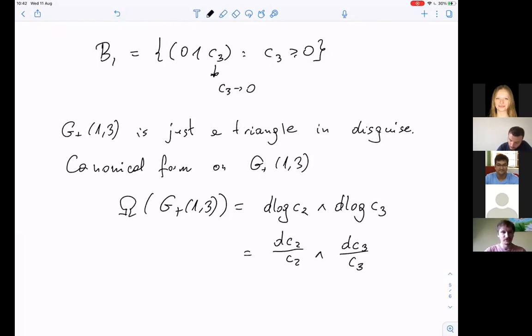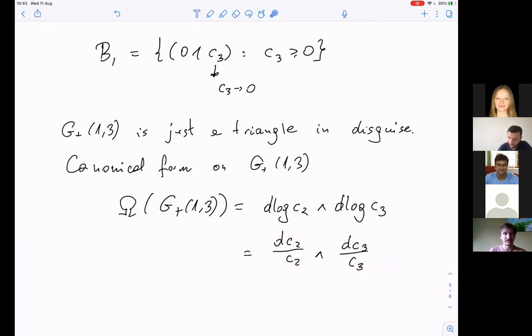So if you just look at this differential form, you will notice that it has two obvious boundaries, two obvious singularities, when C2 and C3 are equal to 0. So these are the two boundaries which we discussed, the obvious ones. But this differential form also has a non-trivial singularity when C2 and C3 go to infinity.